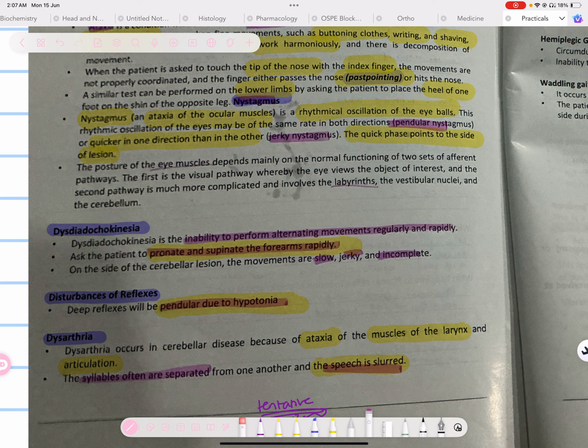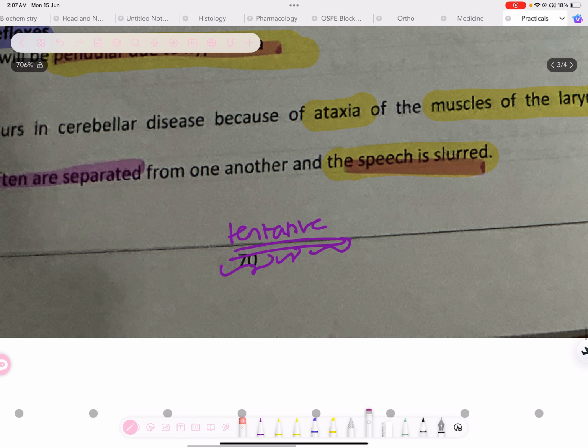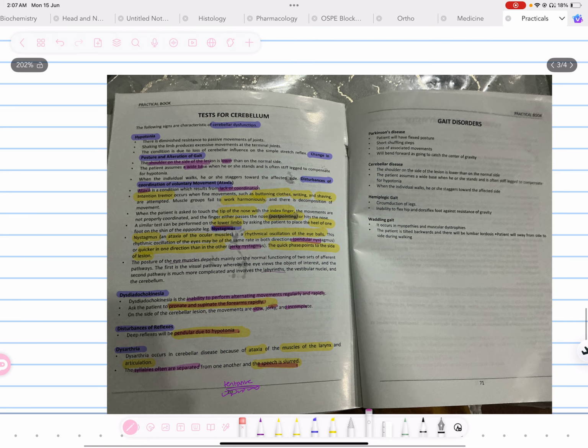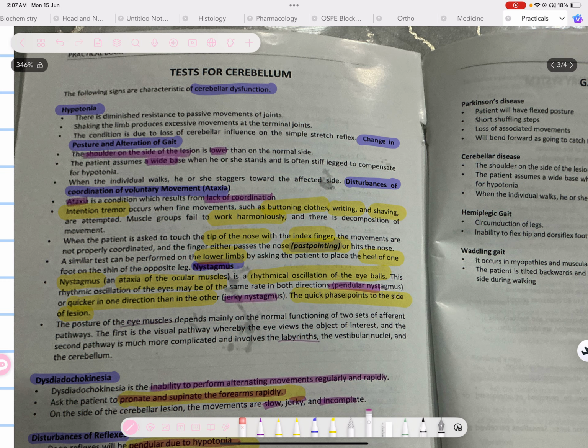So this is dysdiadochokinesia. Other than that, disturbance of reflexes, hypotonia, because of hypotonia, the deep reflexes will be pendular. Dysarthria, ataxia of the muscles of the larynx, and articulation. Syllables are often separated when they pronounce. For example, tentative has three syllables, so they're going to say ten-ta-tive. I don't know why this word just came to my mind. So speech is slurred.